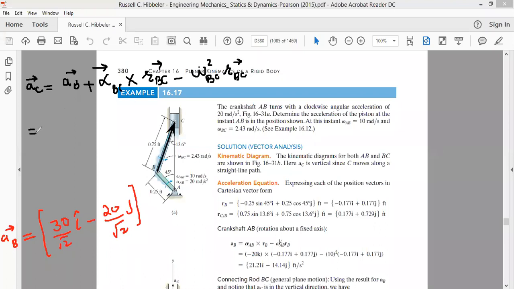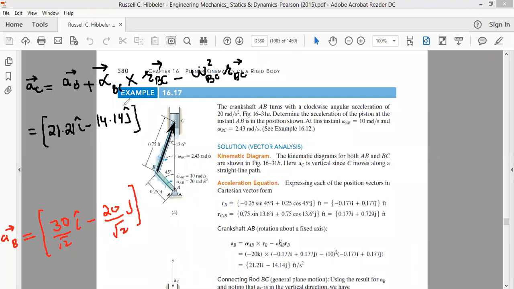As far as the acceleration of b is concerned, acceleration of b is 30 by under root 2. You can write this as 21.21 i cap, minus 20 by under root 2, 20 divided by under root 2 comes out equal to 14.14. So this is 14.14 j cap. This is the acceleration of b.